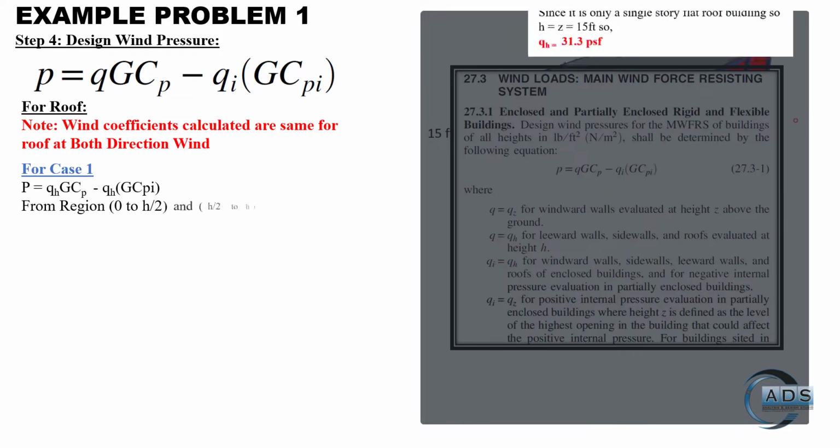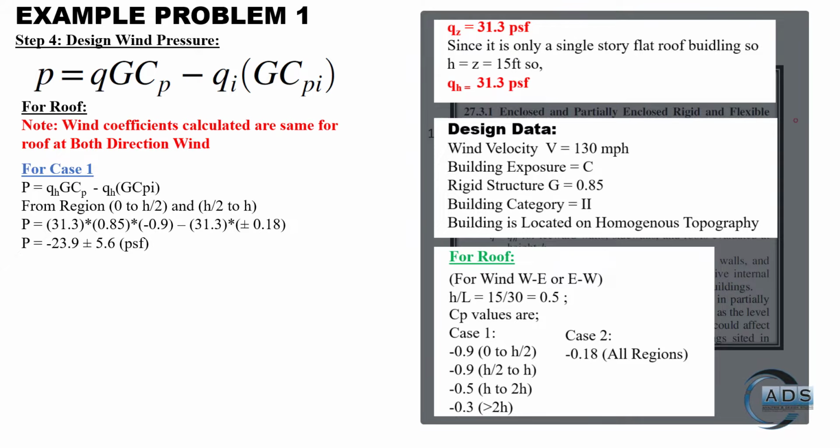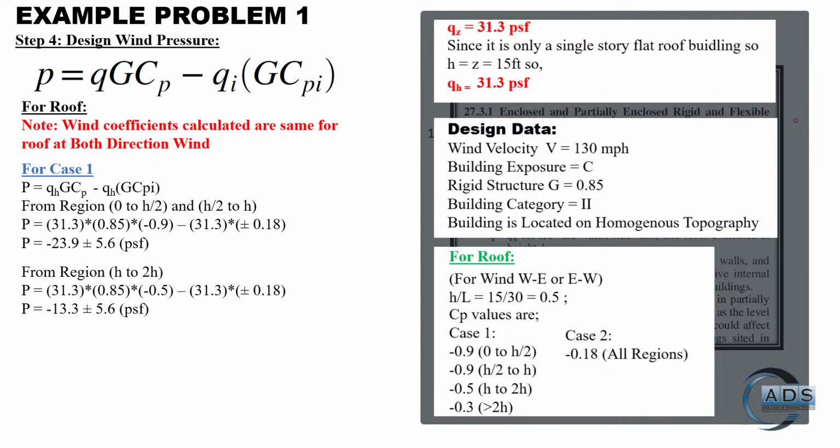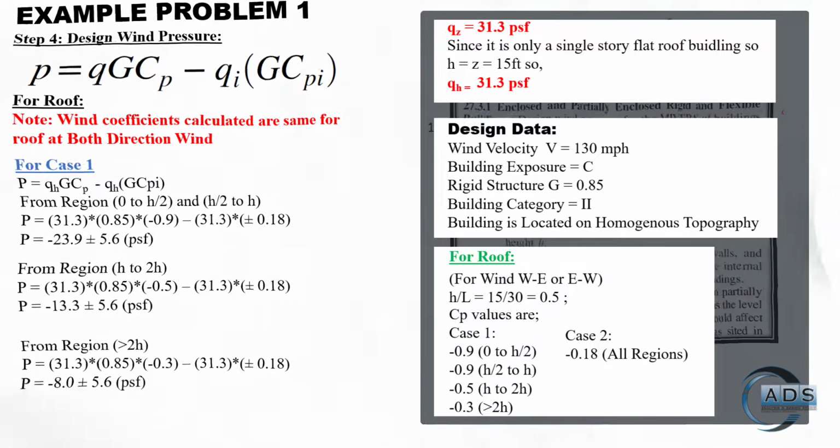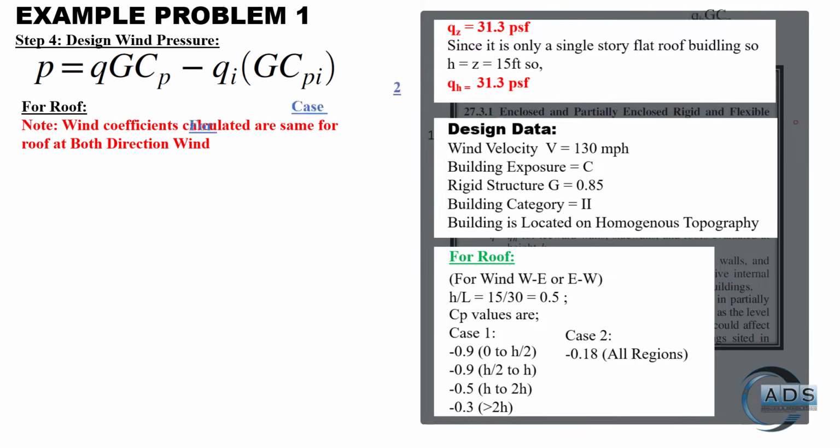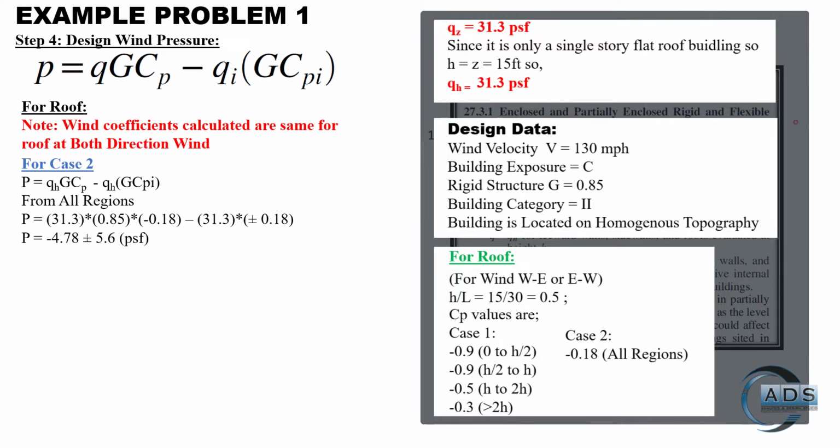So for case 1, from region 0 to H by 2 and H by 2 to H, in both regions there is a Cp value of minus 0.9. So here is the calculation. For region H to 2H, here is the calculation, and for region greater than 2H, here is the calculation. Alright. For case 2, for all the regions, there is the same pressure.